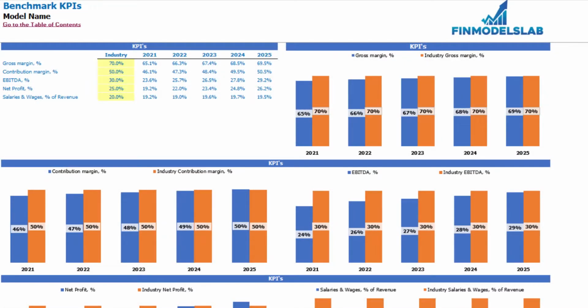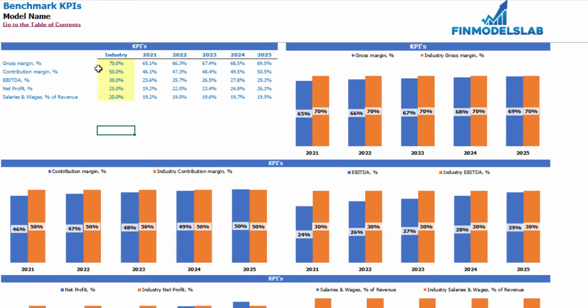On the Benchmarks KPIs tab, you may compare your financial outputs with your industry benchmarks. So you have 5 different benchmarks, which are gross margin, contribution margin, net profit, EBITDA, salaries and wages as a percentage of revenue. In these cells you may see the values produced by the model after you set up all the drivers, and in these yellow cells you can set up your industry benchmarks.